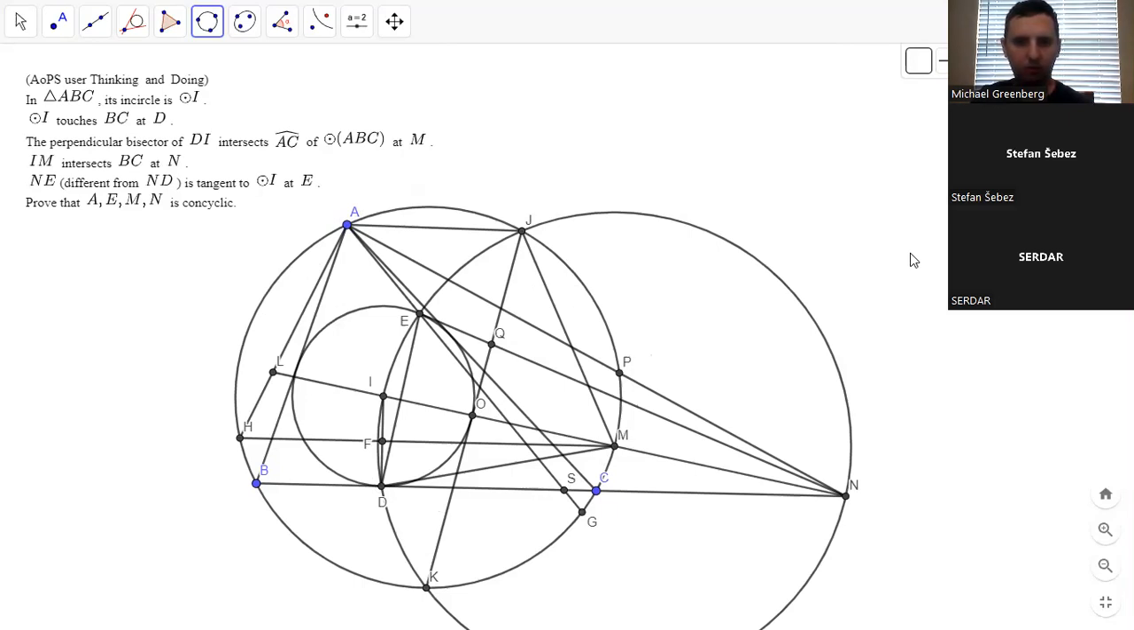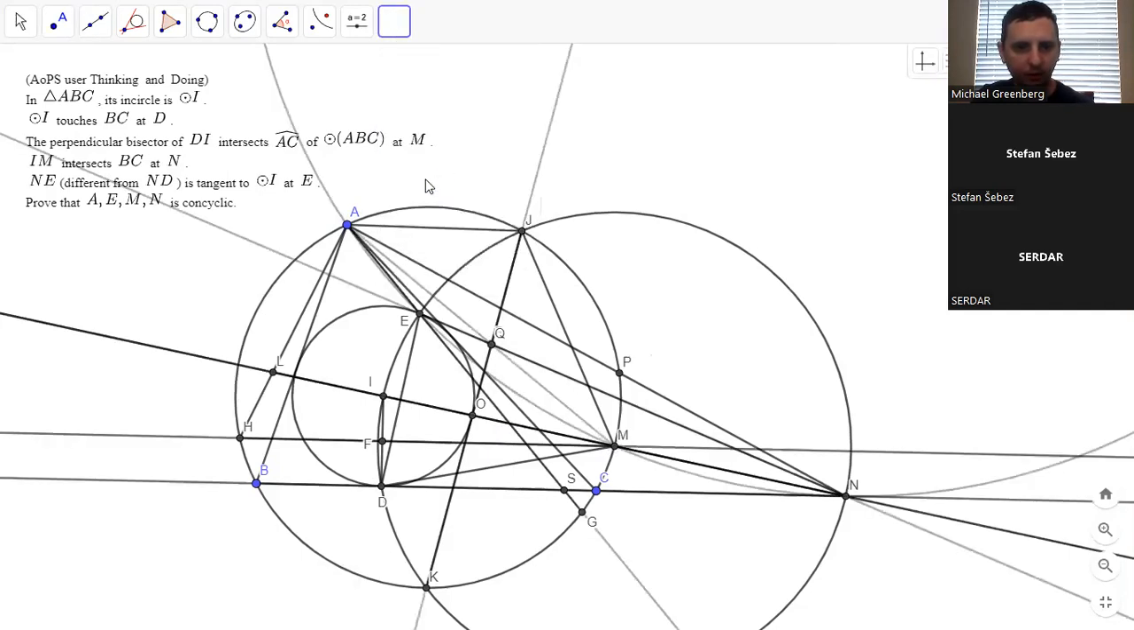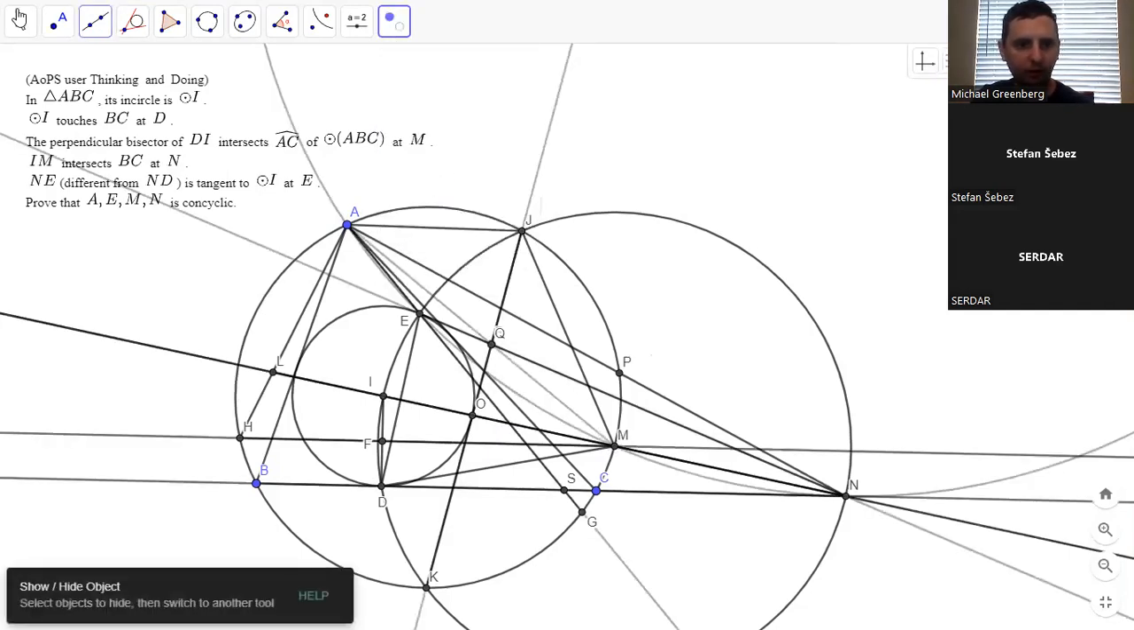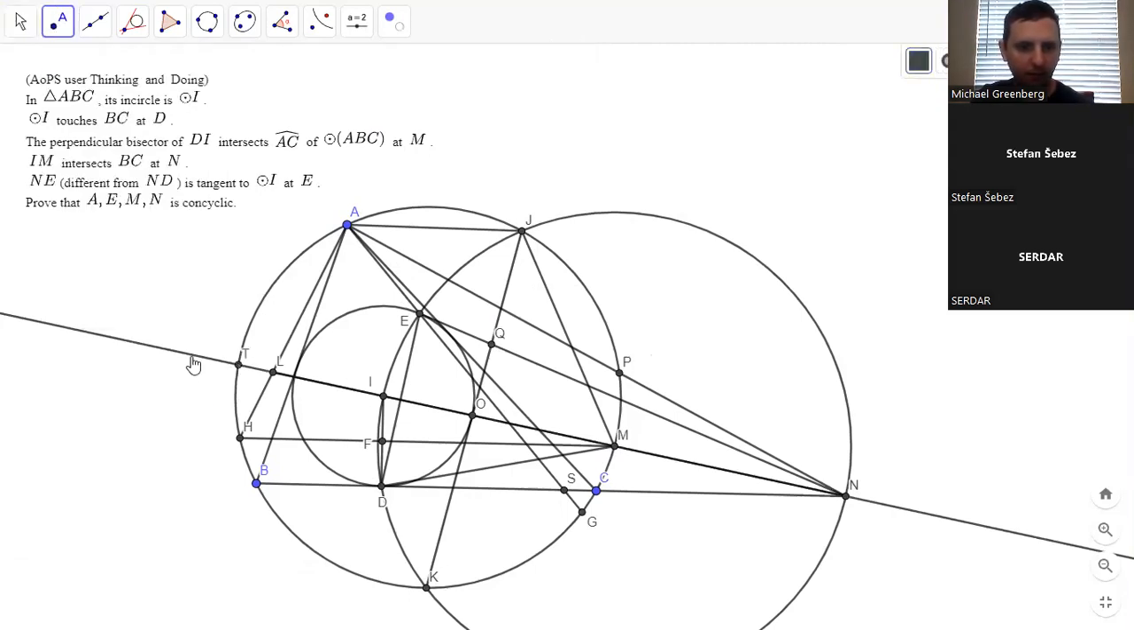Actually, we can get rid of E. If we can prove that... can you intersect MI with the circle? Yes. I think I might have already done it, actually. Let me see. Oh no, I don't think I did yet. Okay. Point T.